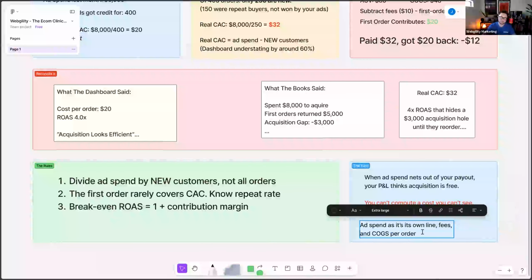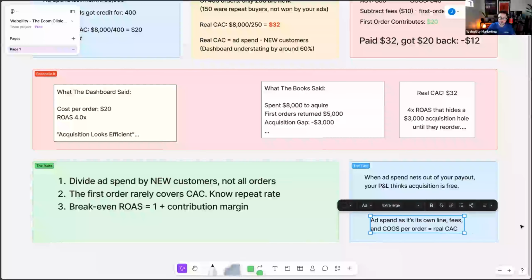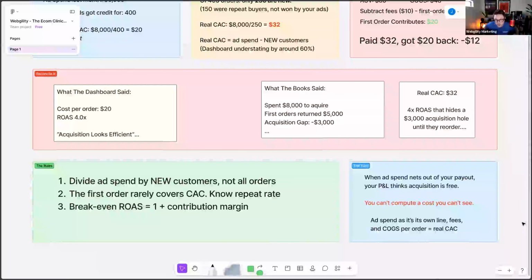Let's boop, and that equals real CAC, right? So you want to be able to break everything out into its own segmentation. You want to see ad spend alongside its own fees and COGS per order, and that can give you the ultimate cost to acquire that customer.